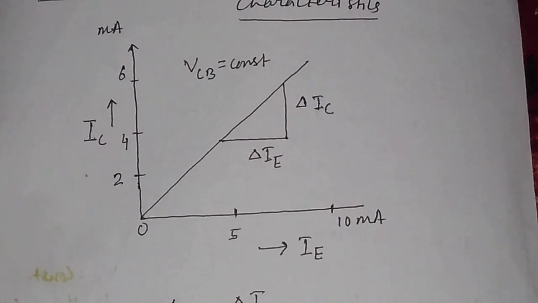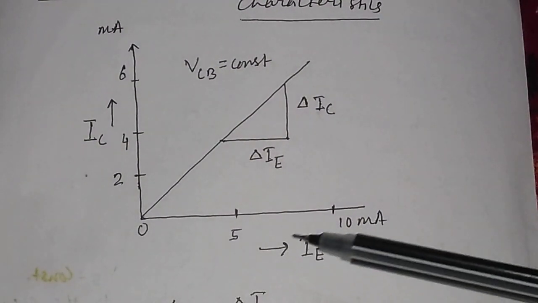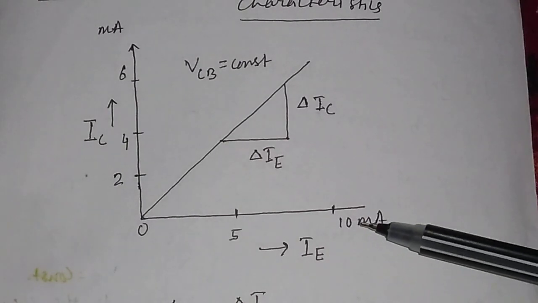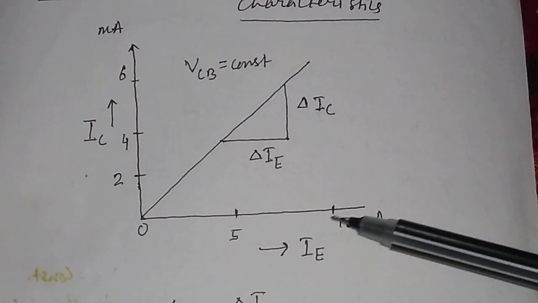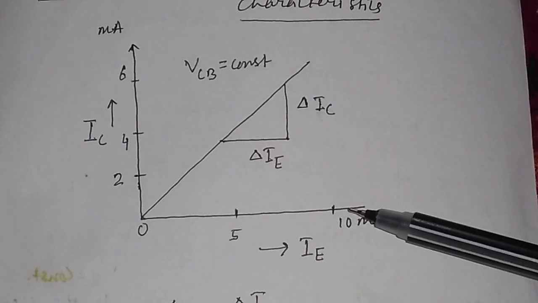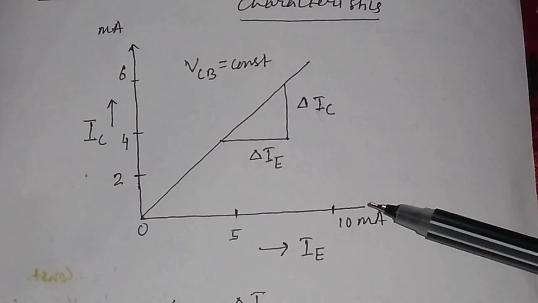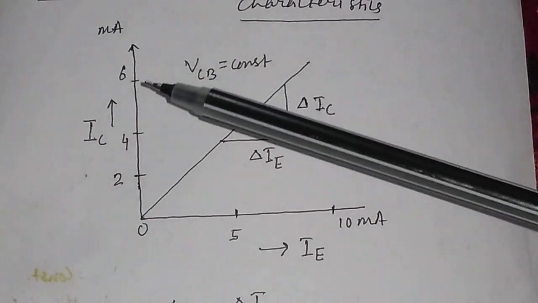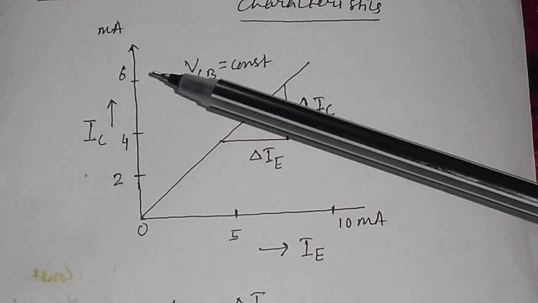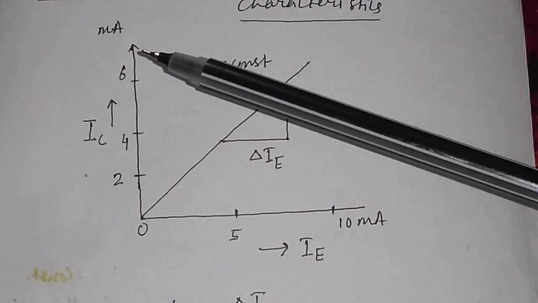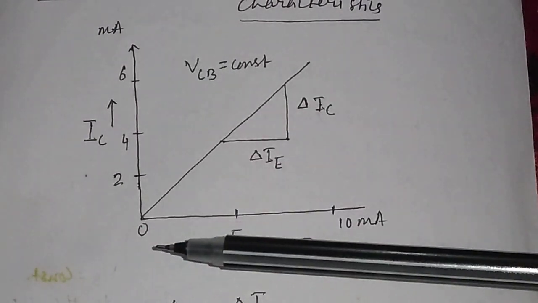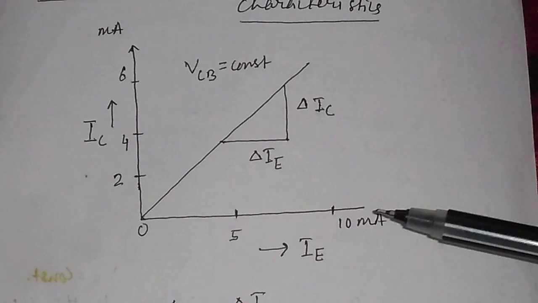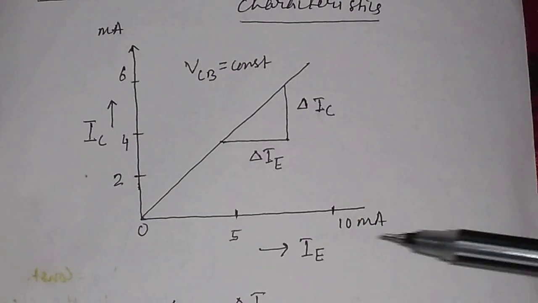Remember, when you do this experiment, you have to take the emitter current of the order of milliampere. You basically give within 10 milliampere or 15 milliampere, and you will get the current in the output, or the collector, within 10 milliampere. That means the current in the collector will be less than the current which you give in the input.